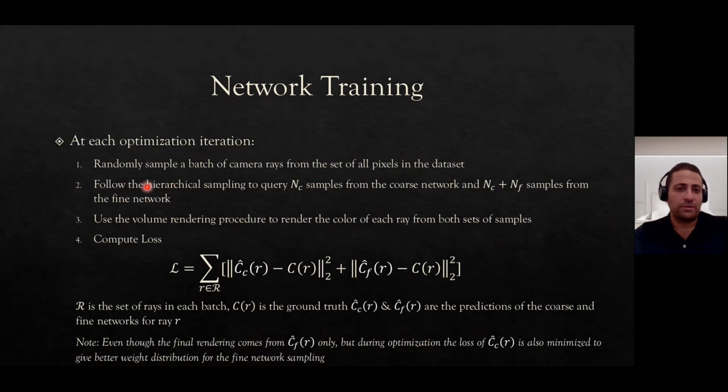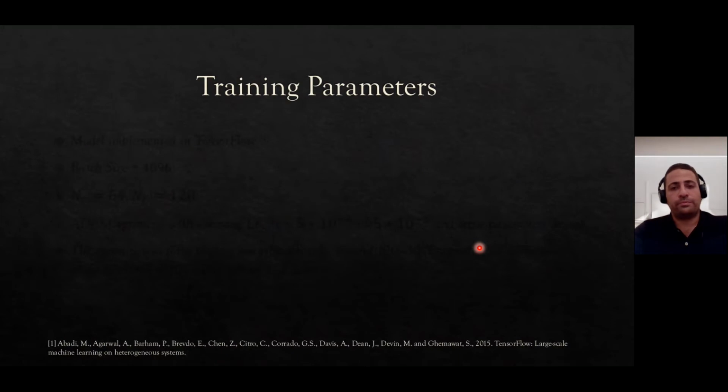Like we mentioned in the hierarchical sampling, N fine is derived from the probability density function of the weights, which are output from N coarse. So they continuously optimize both networks. However, the final output is just from the fine network. Pretty cool. Just to mention, because they were mentioned in the paper, the training parameters.